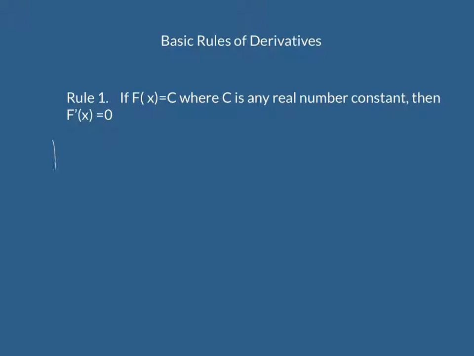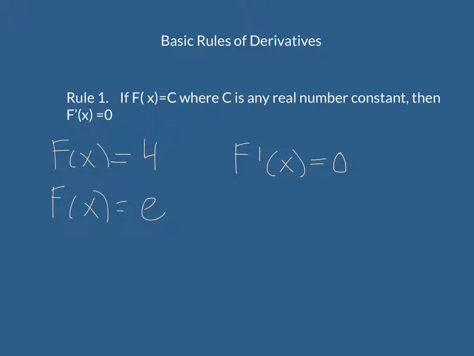If f of x equals 4, then the derivative of that would be equal to 0. If f of x equaled e, without a variable on it, but just the number e, then the derivative of e would be 0. I'm not going to do any more examples because the answer of these is always going to be 0.